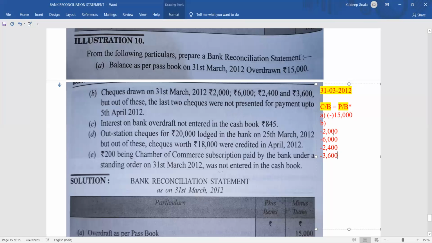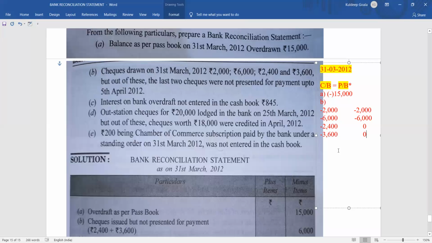Whereas on the other side, what has happened is that the last two checks were not presented. That means the remaining were presented. The first one was presented, so we have deducted minus 2000. Then the second one was also presented. How did we come to know? Because the third and fourth ones were not presented. So in the third case it is 0, in the fourth case also it is 0. Nothing has been done for the third and the fourth case. Okay, I have broken this down in the different checks so that you can understand in a better way.